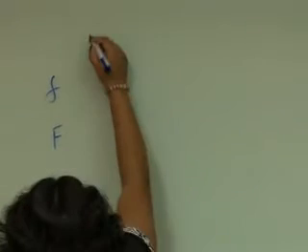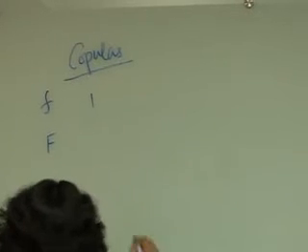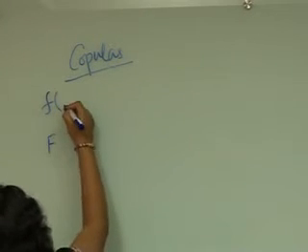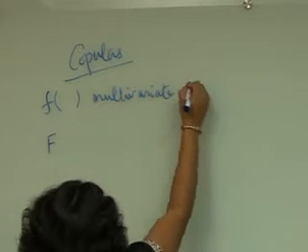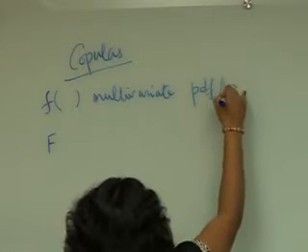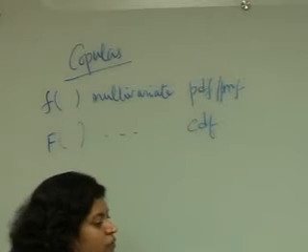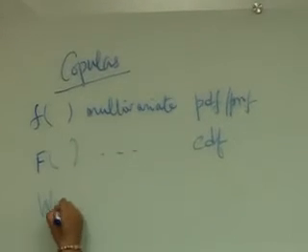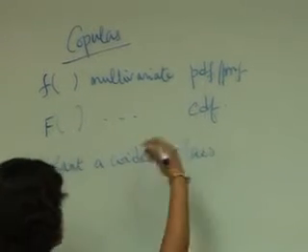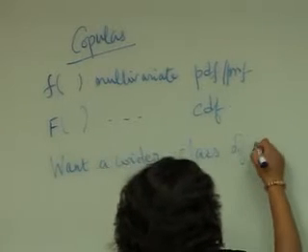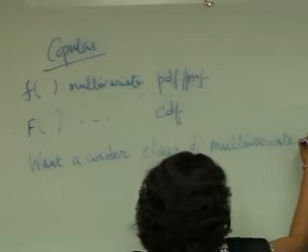the marginals. This is copula's. So if one can, so this is a multivariate PDF or PMF. This is a multivariate CDF. So we want a wider class, wider in the sense beyond normal class of multivariate distributions.